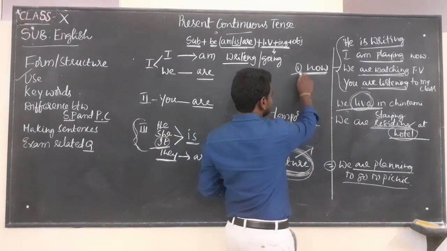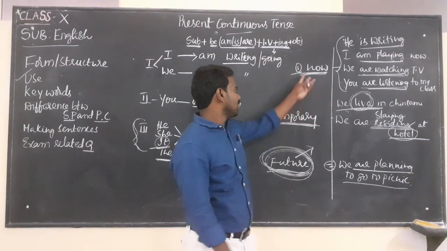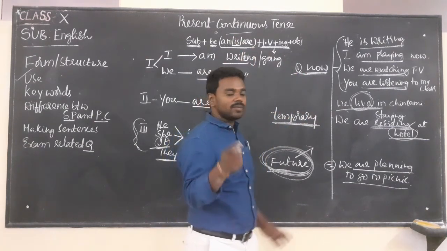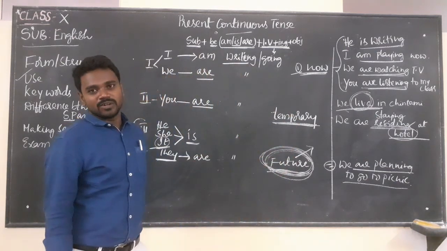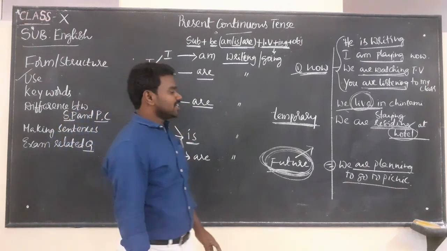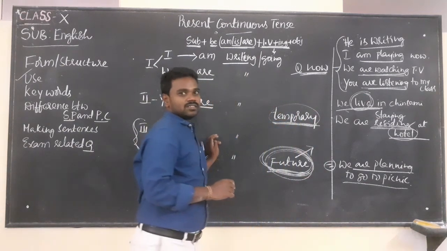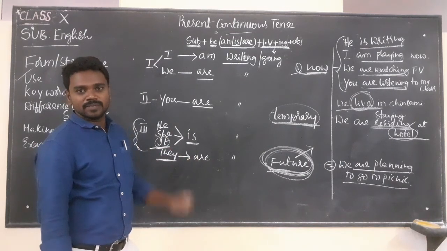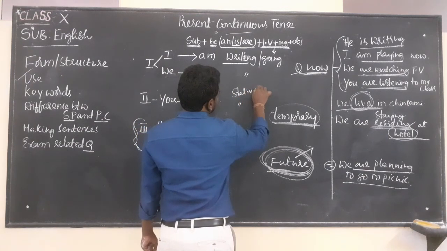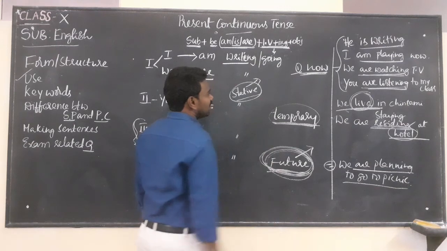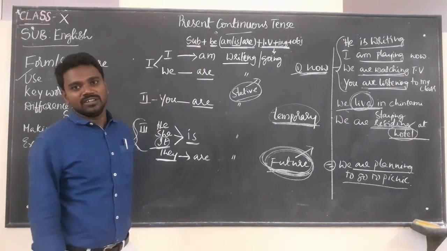So what are the three uses? For actions going on at the time of speaking, we use present continuous tense. When we talk about temporary situations, we use present continuous. When we talk about future events, we use present continuous tense. You understood, right? Temporary and permanent activity. In the last class, in simple present tense, I talked about stative verbs. We will see that point, but before that, let us identify the keywords which we use in present continuous tense.